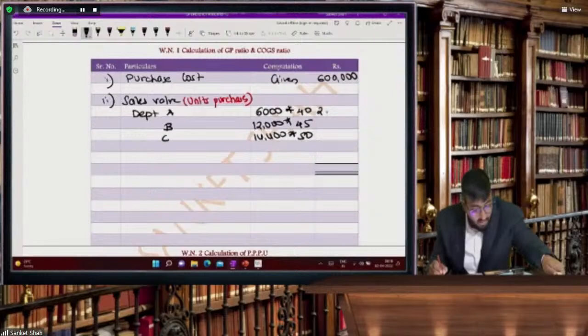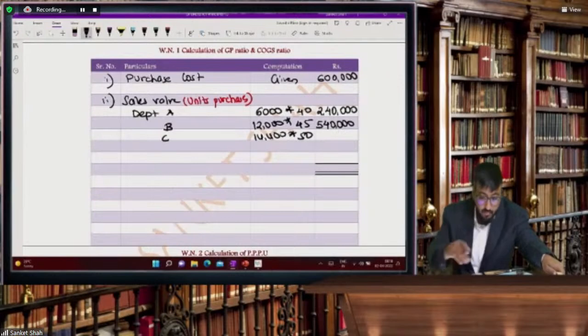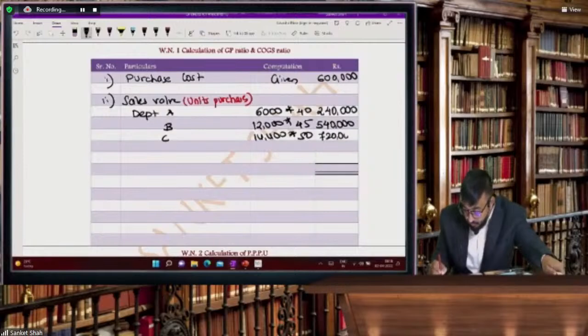Yes. What is the value? Tell me fast. 2,40,000. 5,40,000. Correct? And 14,400 into 50, tell me. 7,20,000. So this is 15 lakh total.